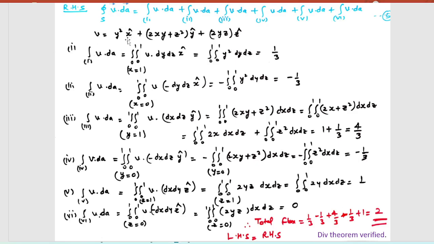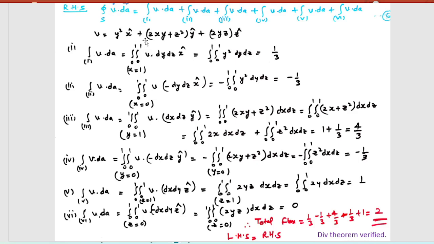And B is equal to y square x cap plus (2xy plus z square) y cap plus 2yz z cap, the given value of that function B. For the first surface, the integral is B dot dA. B is given. So how do we take the dA? It is important because dA means the area vector. So the area vector for the x cap direction will be dy dz. So B dot dy dz, and only x cap will give us the result. Other things, x cap dot y cap will be 0, x cap dot z cap will be 0. So only x cap dot x cap will give us 1.